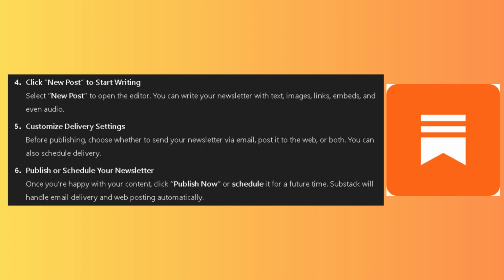Customize delivery settings. Before publishing, choose whether to send your newsletter via email or post it to the web or even both. You can also schedule delivery. Publish or schedule your newsletter. Once you're happy with the content, click Publish Now or Schedule for a future time. Substack will handle email delivery and web posting automatically.